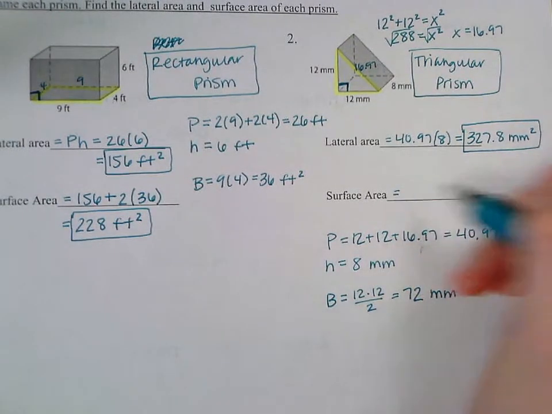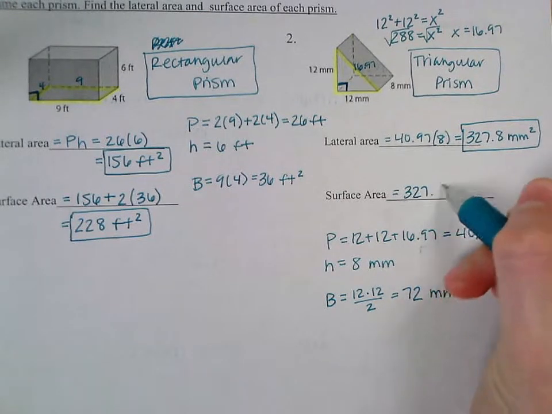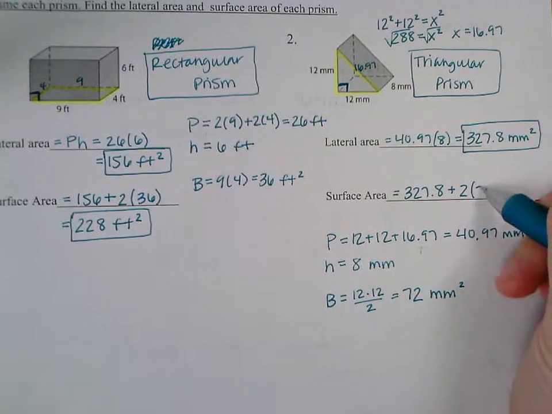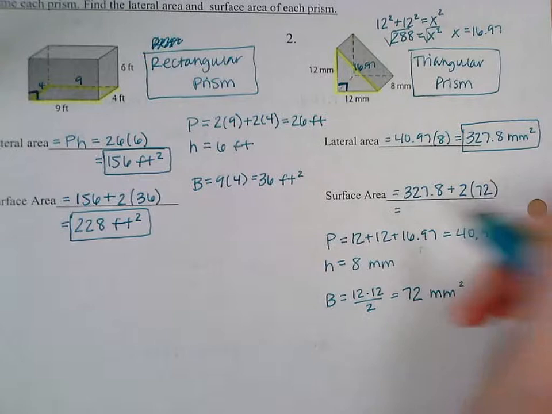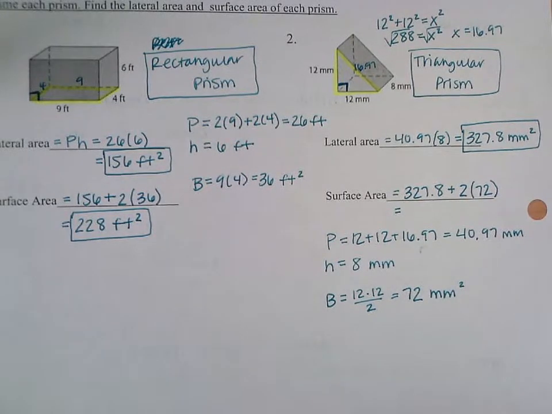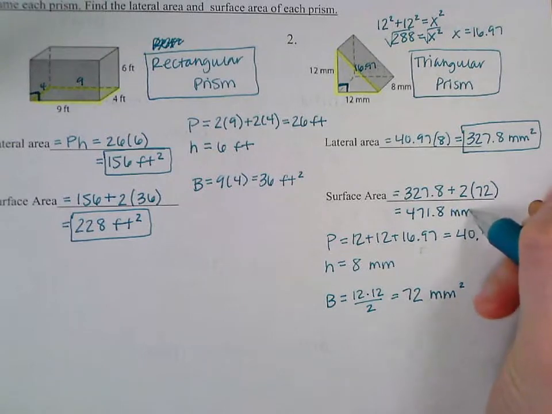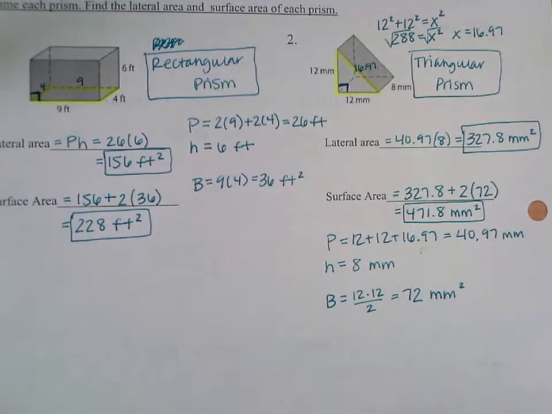So my surface area is my lateral area, 327.8, plus 2 times the area of the base, so 2 times 72. And that would be 471.8 millimeters squared. Okay, questions there?